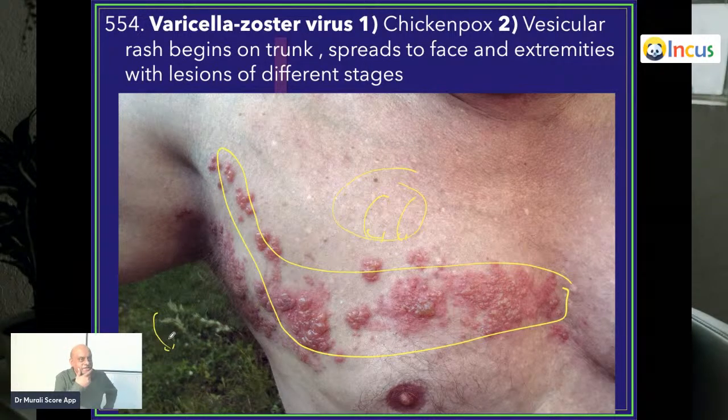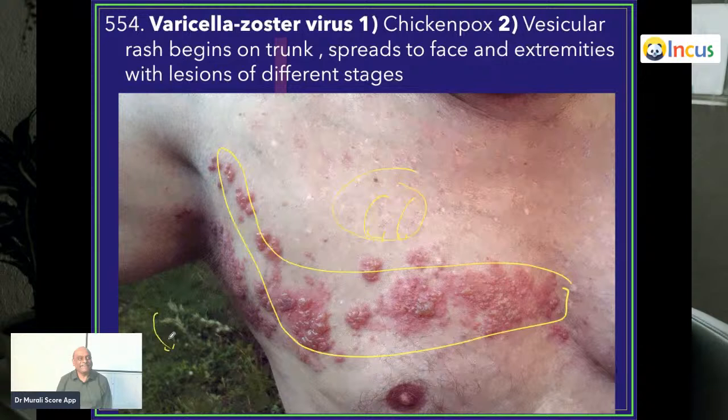So better we start acyclovir even before the rash begins. My resident was betting, no sir, how can that be? You are completely wrong. Next day he developed rash. So we used to do nice bets with our residents, do you want to bet what is the diagnosis, right?